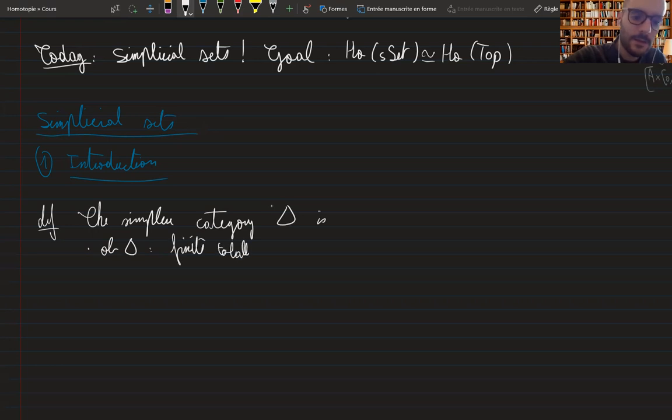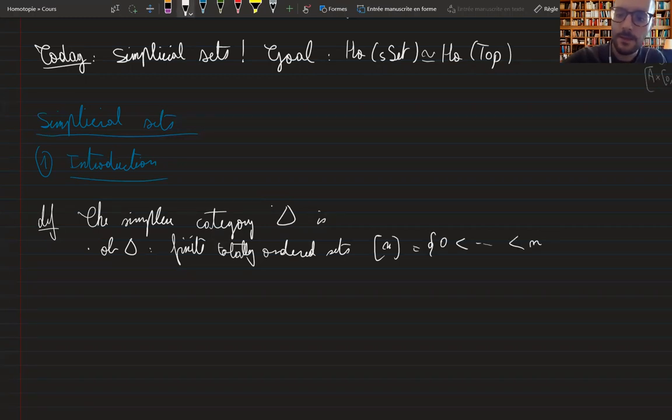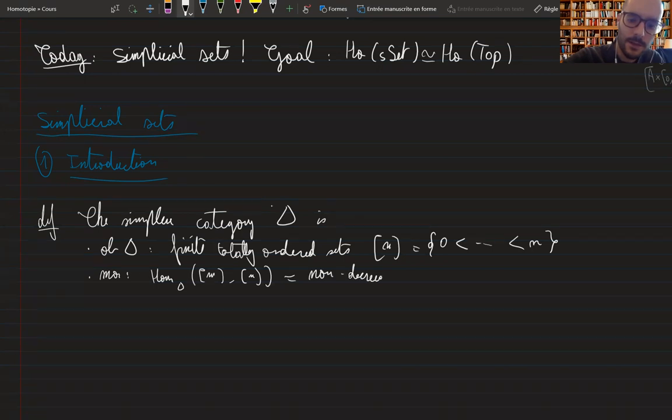totally ordered sets, bracket n. All right, so we only consider these sets, right? We could consider all finite, totally ordered sets, but there's not really much point. And morphisms, so the Hom sets in delta from M to N are non-decreasing maps.